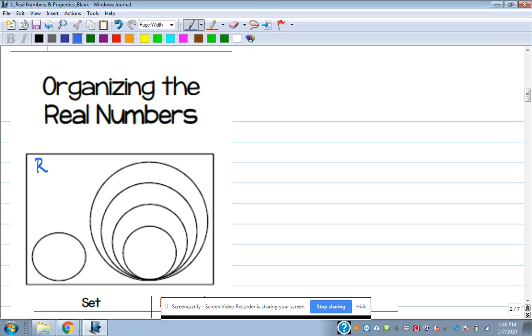It's kind of like, what are they called? The Russian nesting dolls. Have you ever heard of those? For one, you take them apart and there's just a smaller version inside. So that's the same idea here. So the real number system is the big box.